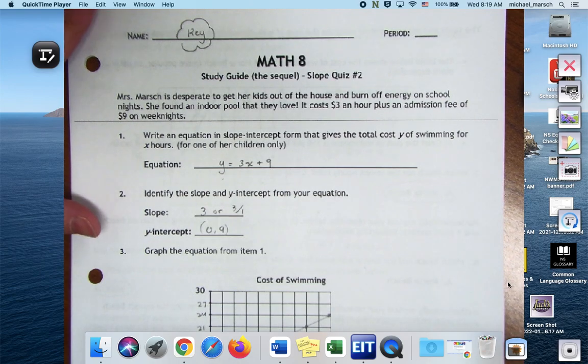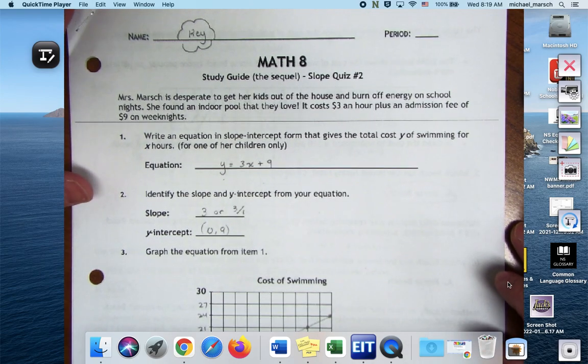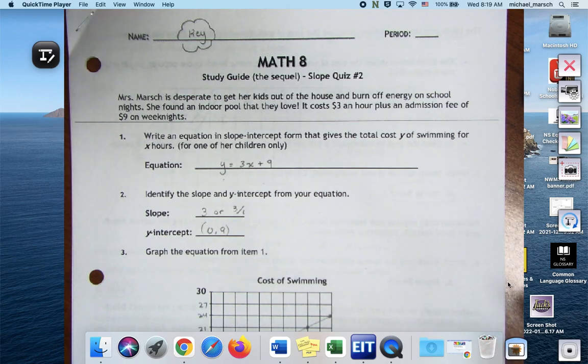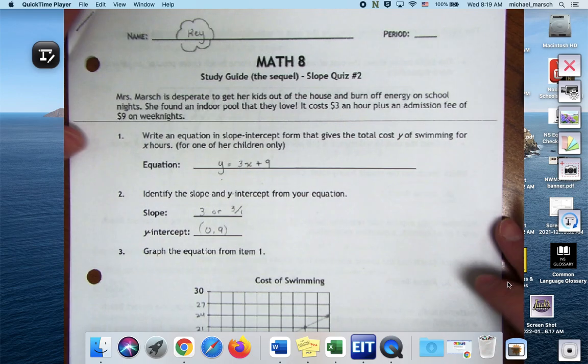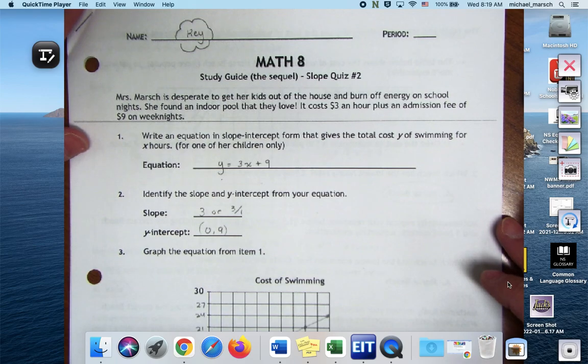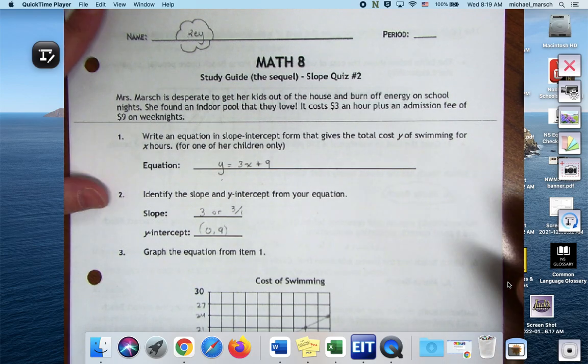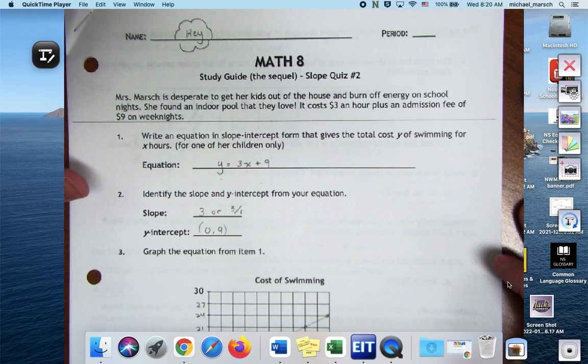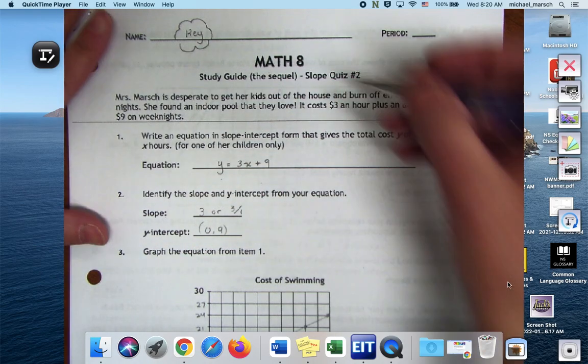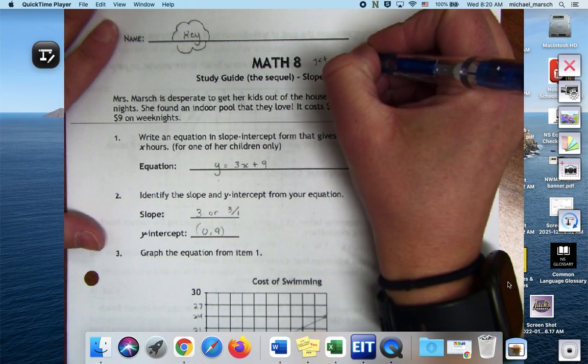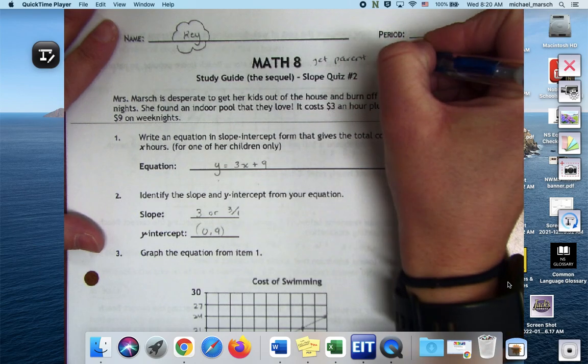Study guide. So I'm just going to go over the answers. You need to follow along with your study guide. Obviously, this is an Edpuzzle, so you're going to have to answer questions throughout. And at the end of this, I'm going to tell you to get your parents to sign it. So right now, at the top of your paper, I want you to write "get parent signature."